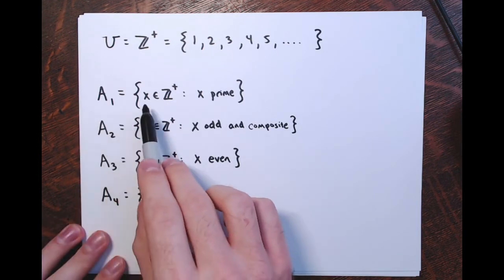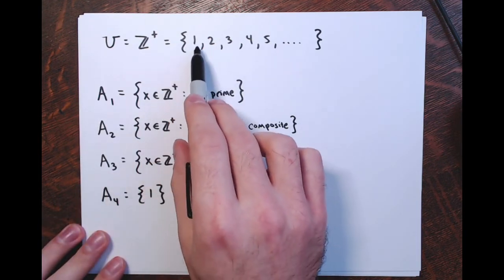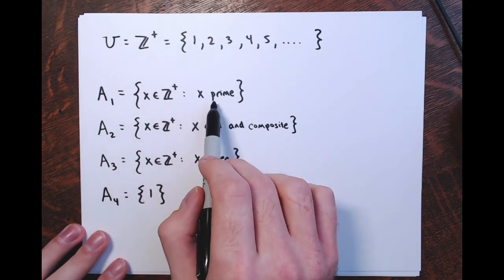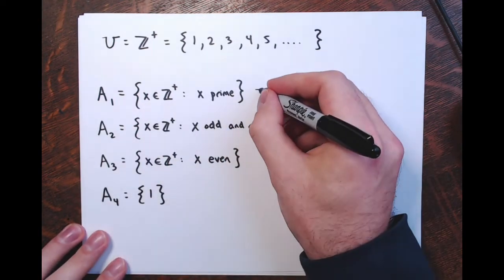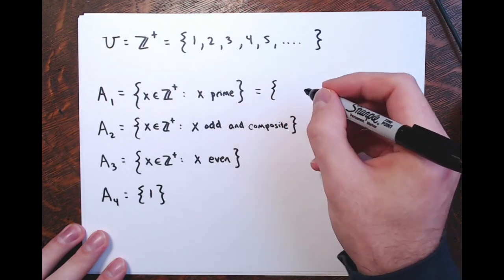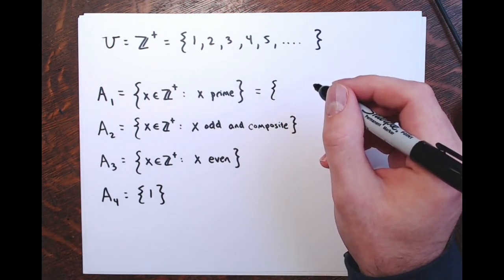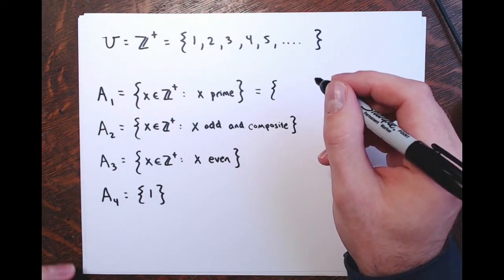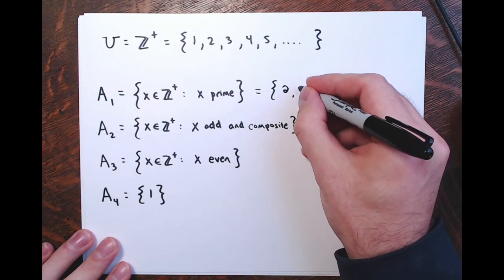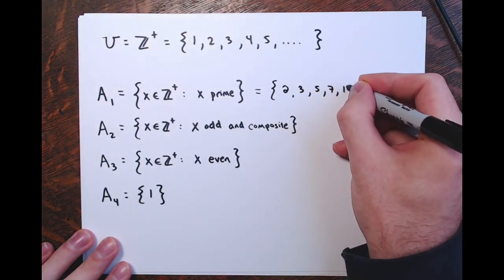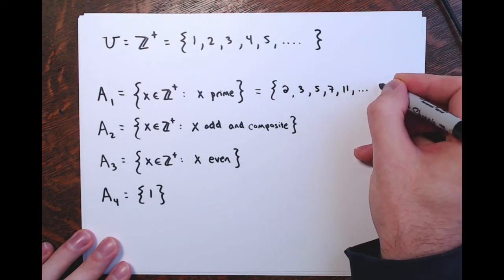A1 was a set of positive integers, a subset of this universal set, such that they're prime. I'll start listing those off. Remember, primes are bigger than 1, so 1 is not prime, and the numbers whose only divisors are 1 and itself. So 2 is prime, 3, 5, 7, 9 is not, 11, and so on.